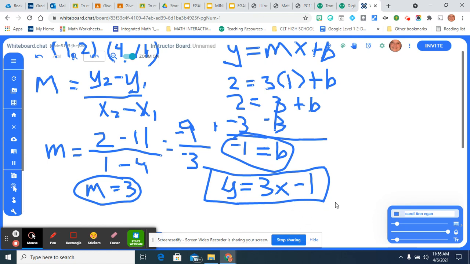So that's just a quick review of the steps you need to take to be able to write the equation when given 2 points.